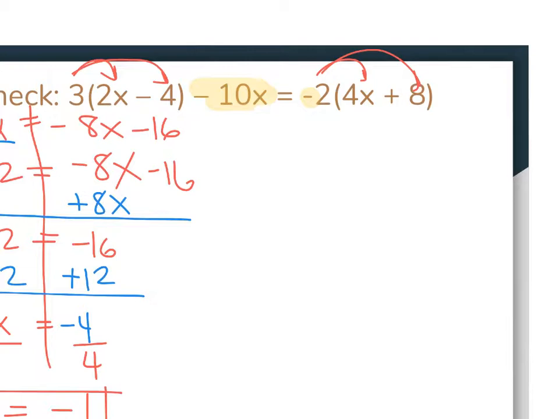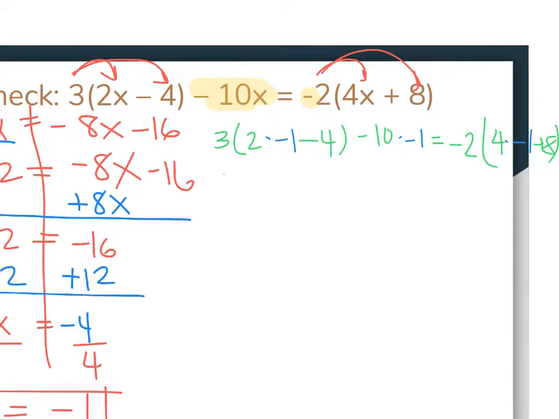So in our original problem, we have 3 times 2, and our answer is negative 1. So times negative 1, minus 4, minus 10 times negative 1, equals negative 2 times 4 times negative 1 plus 8. Okay? Looks like a lot, but just take one step at a time.